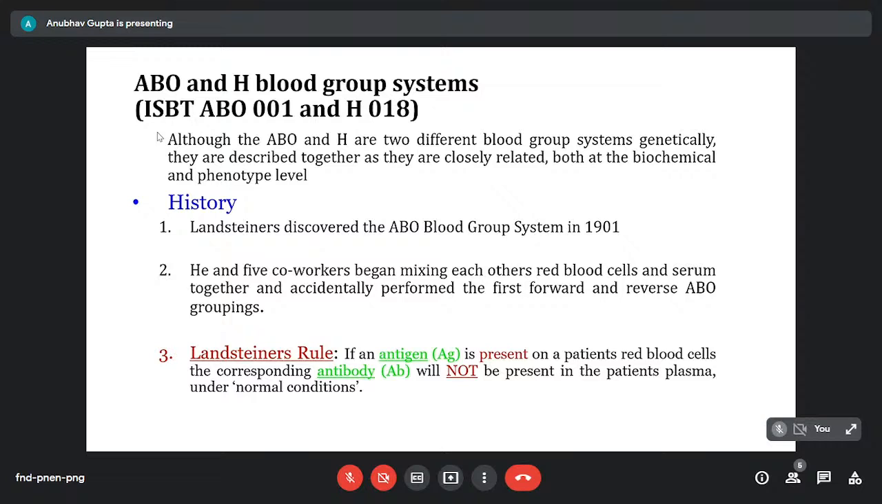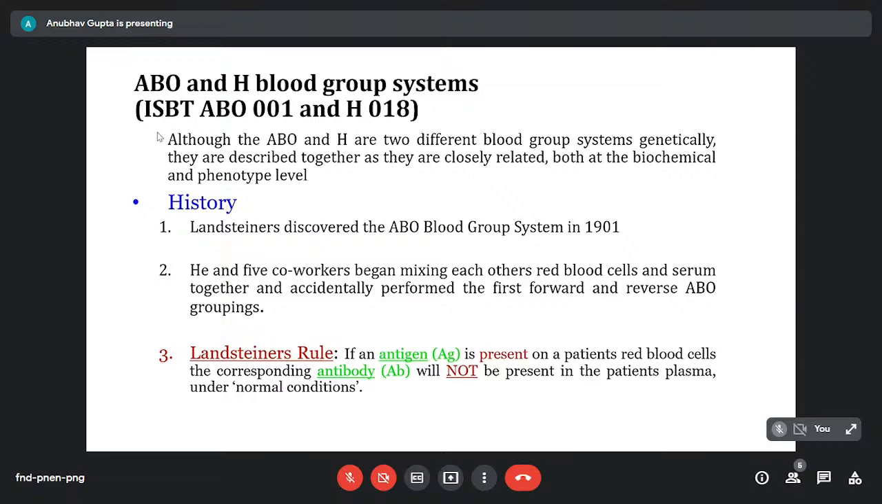We have AIHA, autoimmune hemolytic anemia, among the autoimmune anemias. What happens in autoimmune anemias is that we have the antigen and we have the antibody to that antigen, which agglutinates and leads to the progression of the disease.